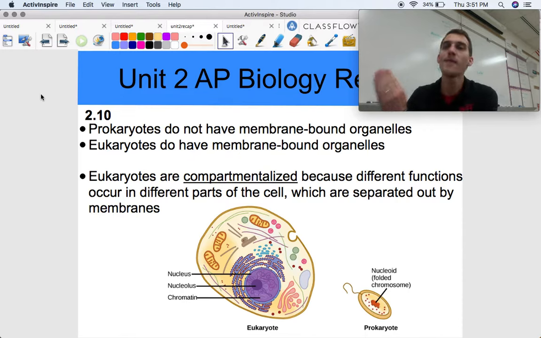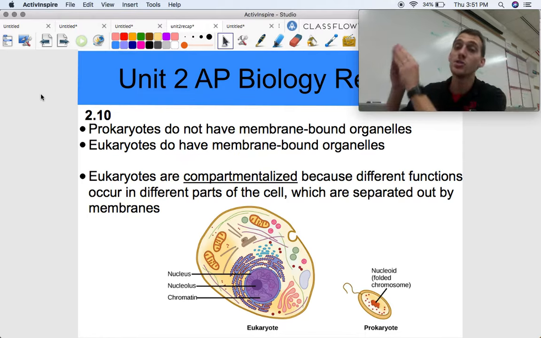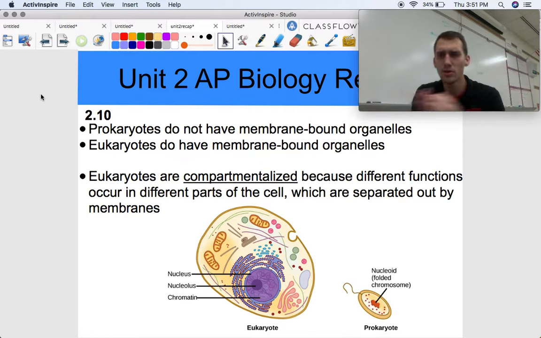Membranes separate out everything. Hey, this is your job over here. There's a membrane around you. Hey, this is your job over here. There's another membrane around you. Your job is to make ATP. Your job is to hydrolyze food particles and other particles. Right? You are separated out by membranes. That's what a eukaryote does.